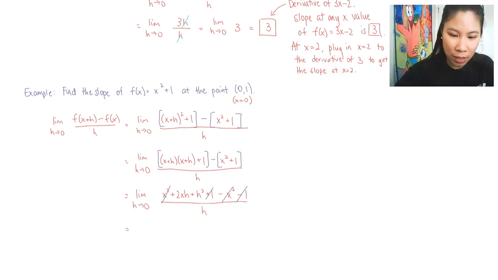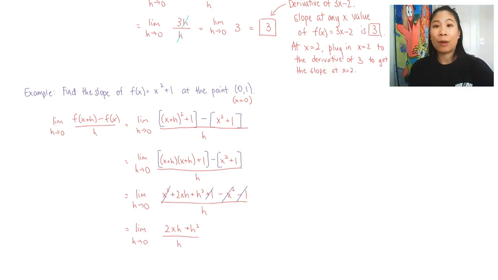And then let's continue, simplifying this down. So we're left with 2xh plus h squared on top divided by h. And again, we need to somehow cancel out with that h on the bottom so that we can actually plug in h equals 0, because we still currently can't. I can factor out an h on top though.